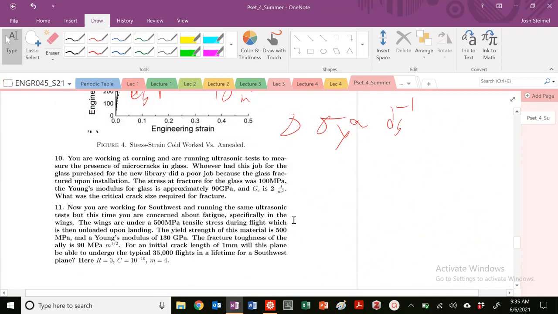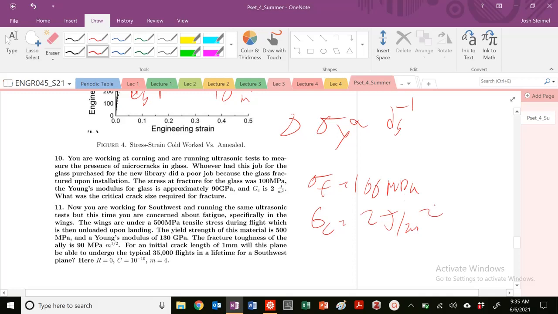Nice. So I'm working at Corning, and I'm running an ultrasonic test to measure the presence of microcracks in my glass. Whoever did this job for the glass purchased for the new library did a poor job because the glass fractured upon installation. My stress at fracture was 100 megapascals. The Young's modulus for glass is 90 gigapascals, and my G sub C is equal to 2 joules per meter squared.